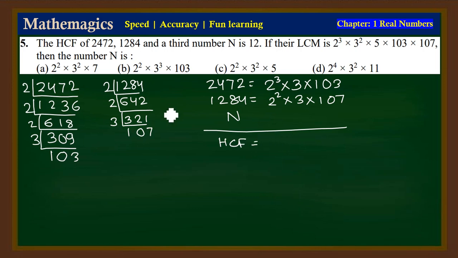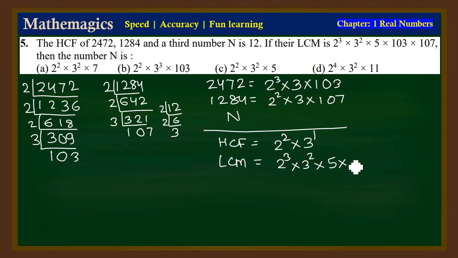And how can 12 be factorized? That is 2 sixes are 12 and 2 threes are 6. It means 2 to the power 2 multiply 3 to the power 1. And the LCM is also given. So LCM is given as 2 to the power 3 multiply 3 to the power 2 multiply 5 multiply 103 multiply 107. Now, dear friends, the most important topic is to calculate what is the number exactly.